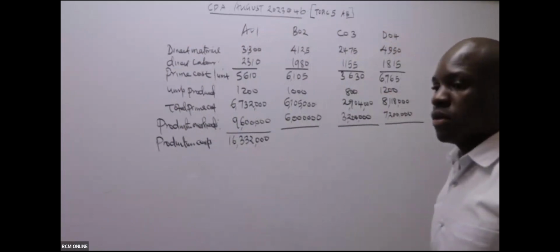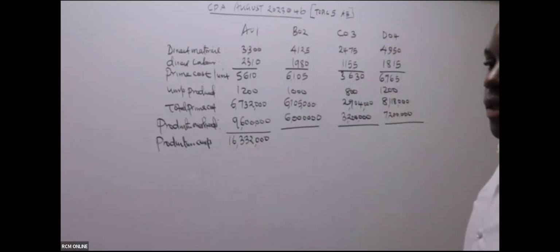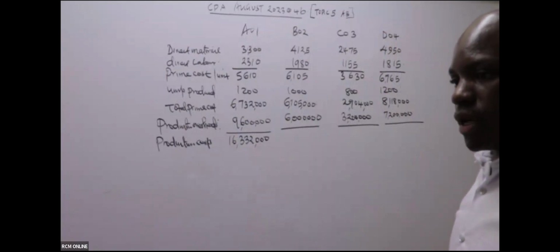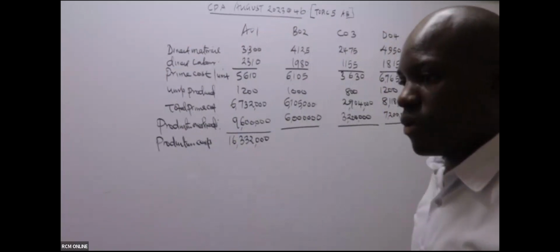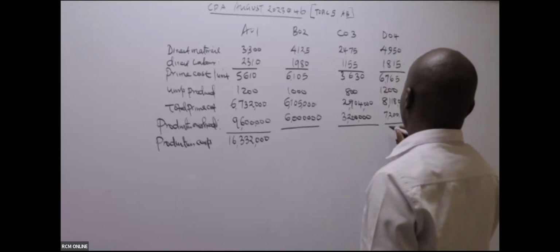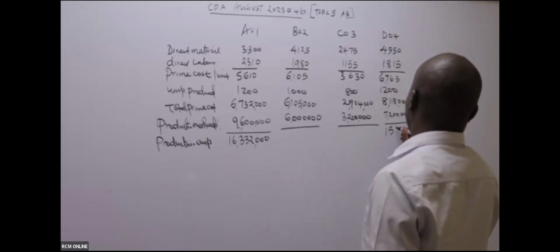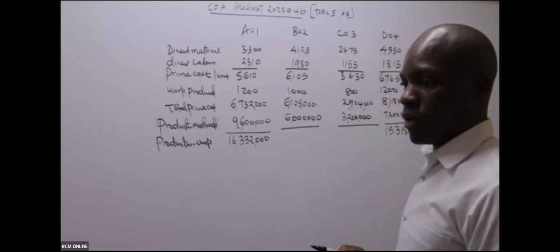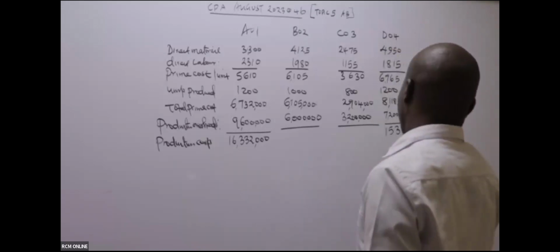Product 2, the second product. Someone else to give us the answer. The second product, oh, D4. Thank you. We have 15,318,000.